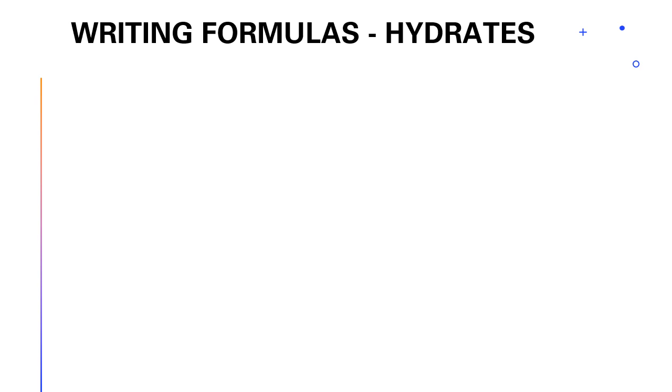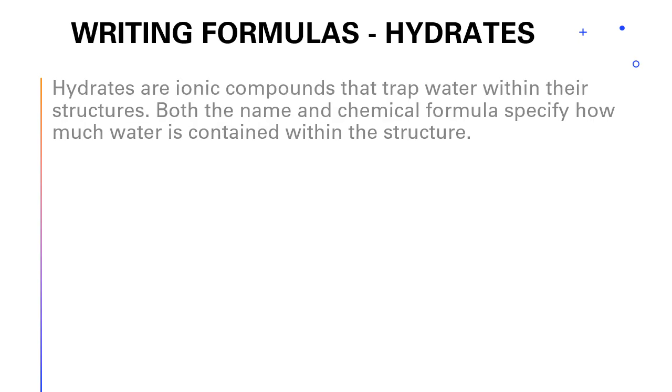All right, our final naming and writing goes together, and we're going to look at the hydrates. Hydrates are ionic compounds that trap water within their structures. Both the name and the chemical formula specify how much water is trapped. So we're going to look at how much water using the name or the chemical formula. Both of them have that there.